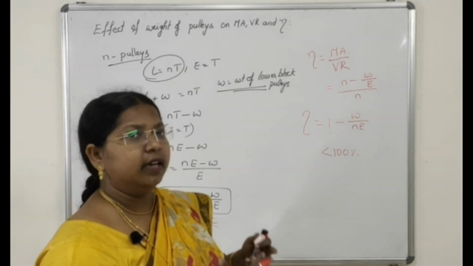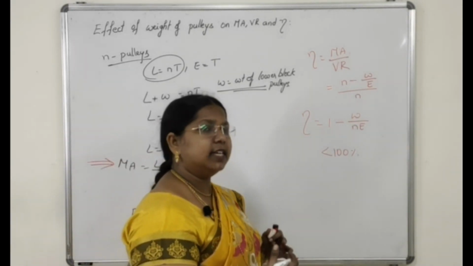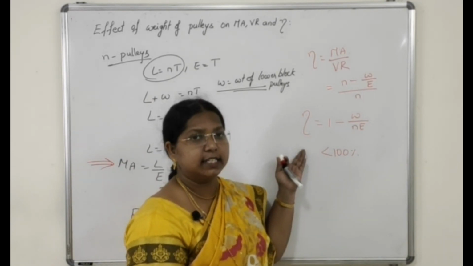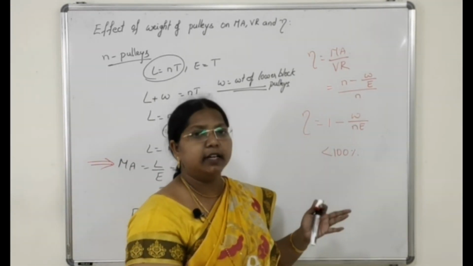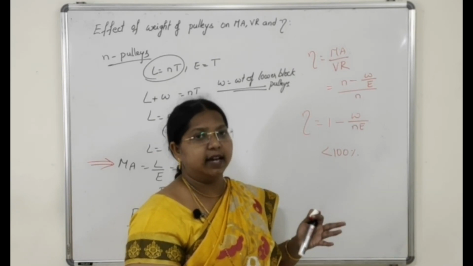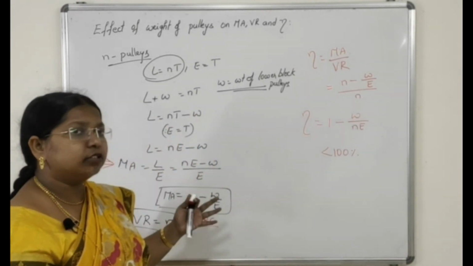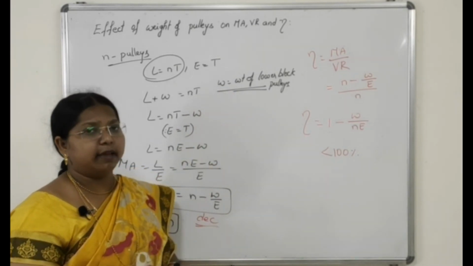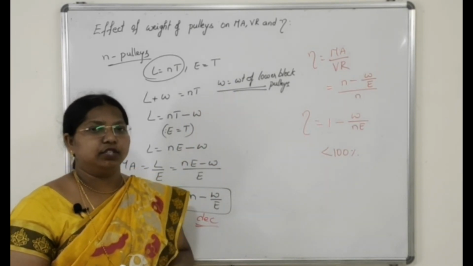In actual practice, MA decreases and efficiency also decreases. This is why it is decreasing. They are never equal to the ideal values, always less than that, because in actual practice the weight of the lower block pulleys will affect your MA, VR and efficiency.